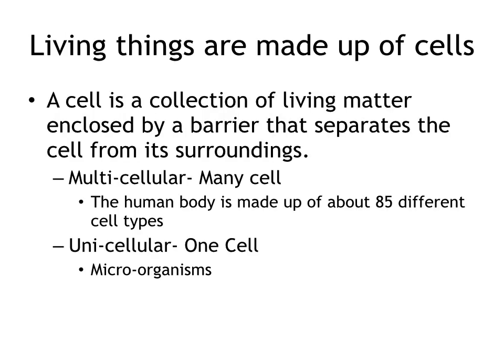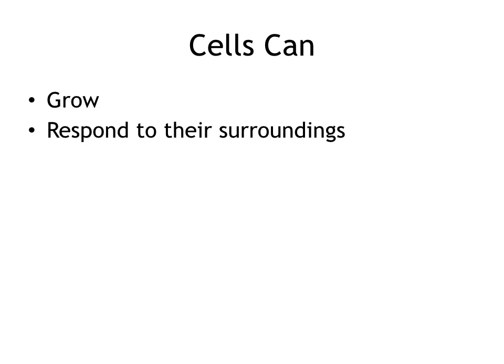So living things are made up of cells. Cells, which we'll learn about in Chapter 7, are a collection of living matter enclosed by a barrier that separates the cell from its surroundings. Multicellular, many cell, is what that means. The human body is made up of about 85 different cell types. Now unicellular is one cell, so we're talking bacteria and microorganisms here. Now cells can grow, respond to their surroundings, reproduce. Right? So these are characteristics that cells have.